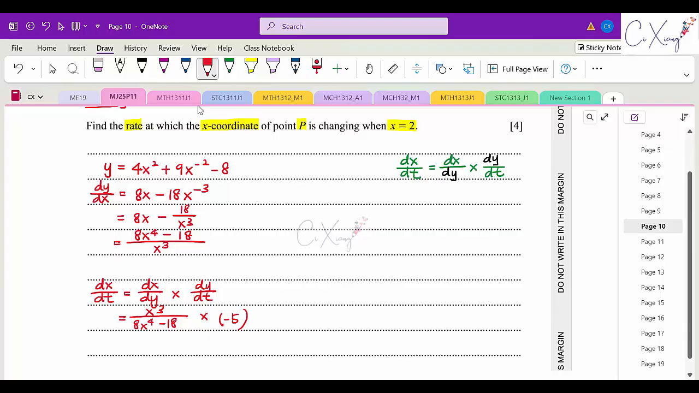And now I have to substitute a certain value for x so that I can get the value for this particular part. In the question they already mentioned that x equals 2. Substitute 2 inside here.